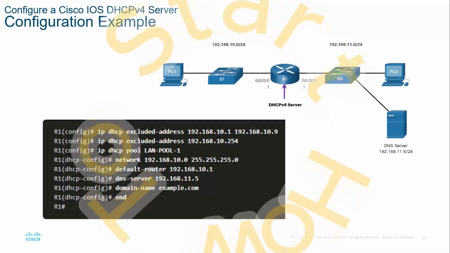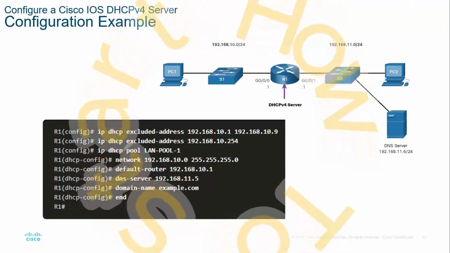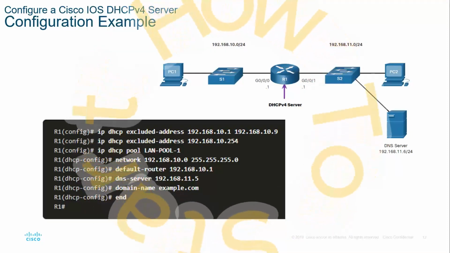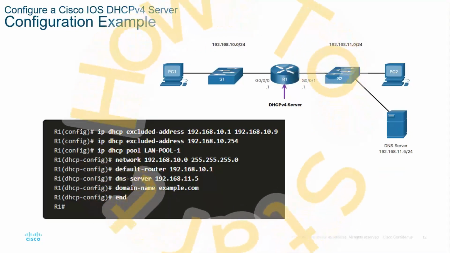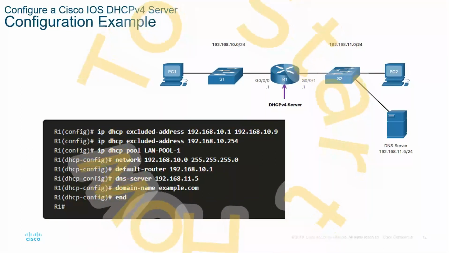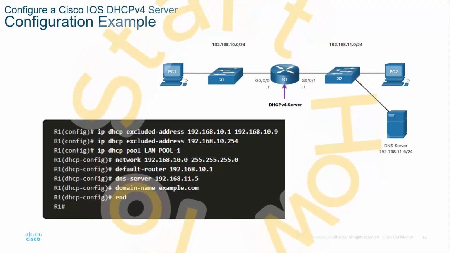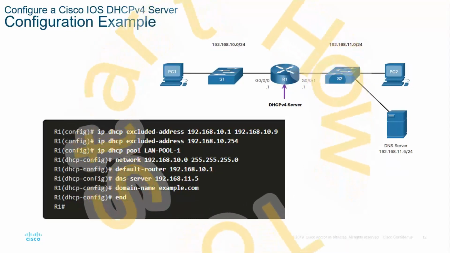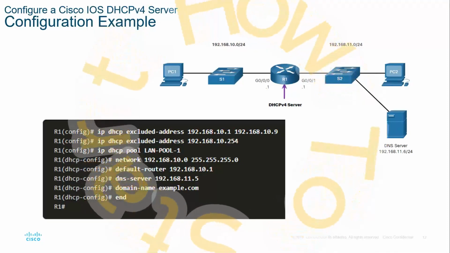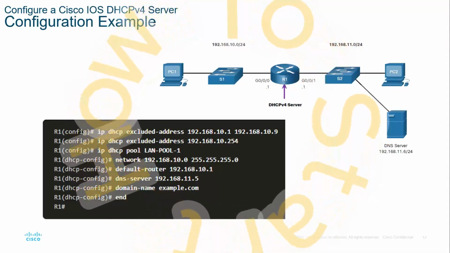We then have a pool name of LAN pool 1. We give the network with the subnet mask, we give the default router, we give the DNS server, and we give the domain name. That sets up the network, that sets up the device to issue addresses that are excluded, and it sets up the default router, default gateway, and the DNS server.